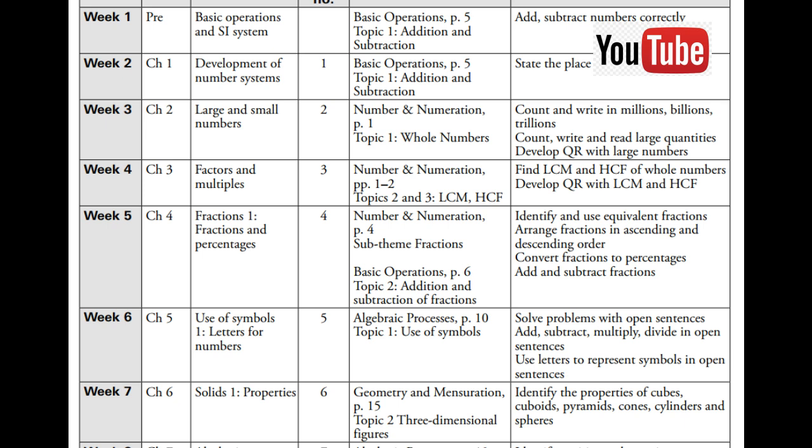So week 4 we'll look into chapter 3, which is factors and multiples, and we are going to look into number and enumeration. During number and enumeration, we'll look into lowest common multiple and highest common factor. Lowest common multiple and highest common factor of whole numbers, and develop queries with lowest common multiples and highest common factors.